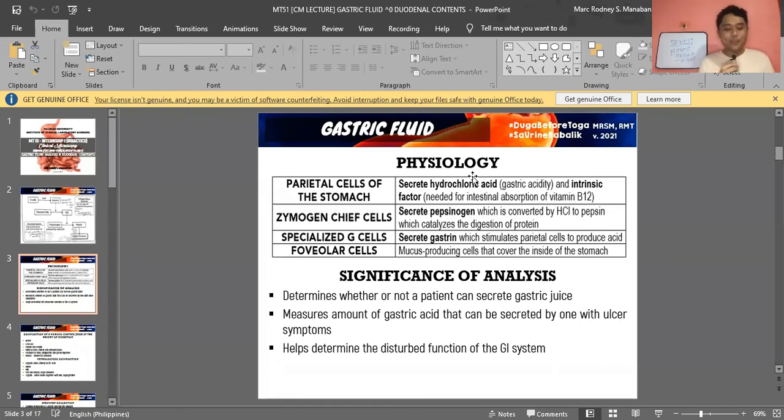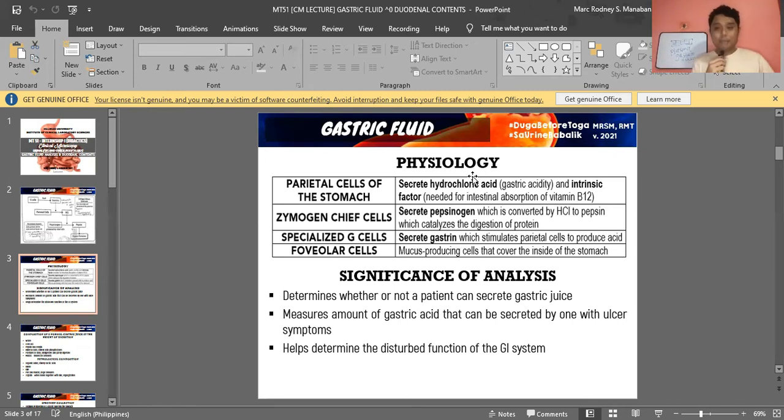Okay? Next, you have zymogen chief cells. They secrete pepsinogen. All right? Which is converted by HCl produced by your parietal cells to pepsin, which catalyzes protein digestion. You have the specialized G cells, it's in the name, G cells, so what they produce starts with the letter G: gastrin. Okay? And the foveolar cells, which are mucus-producing cells that lubricate the stomach to prevent the effects of the acidity on your stomach lining. To protect the inside of the stomach.